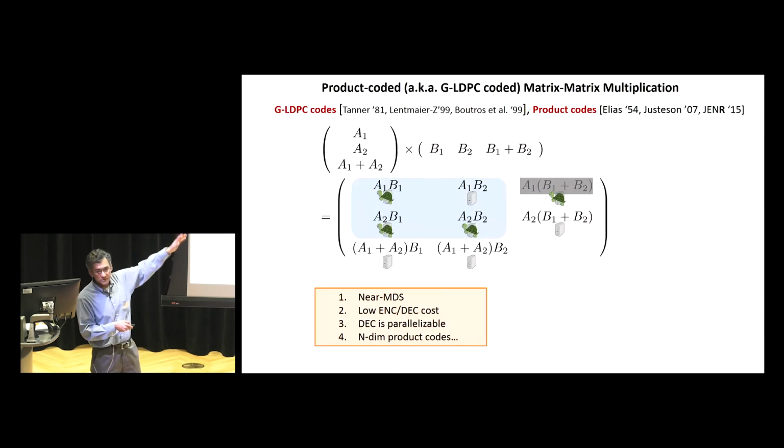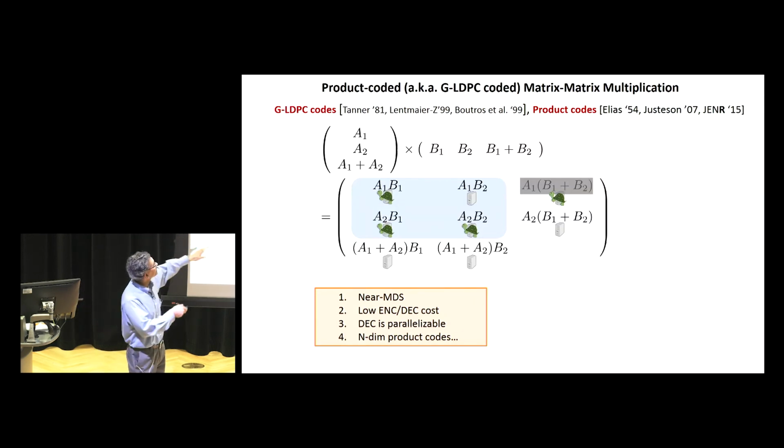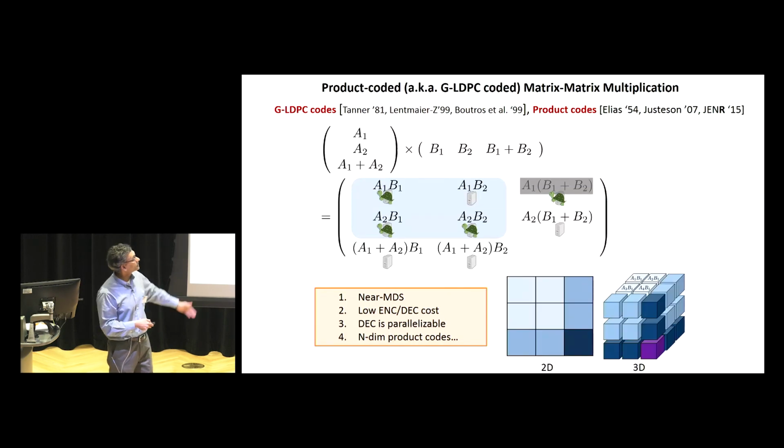So there's a lot of literature on product codes and generalized LDPC codes and their connections. But you can imagine that if you just add a parity on, say, the A and the B, you want to multiply A and B, you add an extra parity on B and an extra parity on A. That induces a product structure with only one parity on the corner. And you get near MDSness, low encoding and decoding cost, and it's parallelizable. And you can also do n-dimensional product code. So here's 2D and 3D.